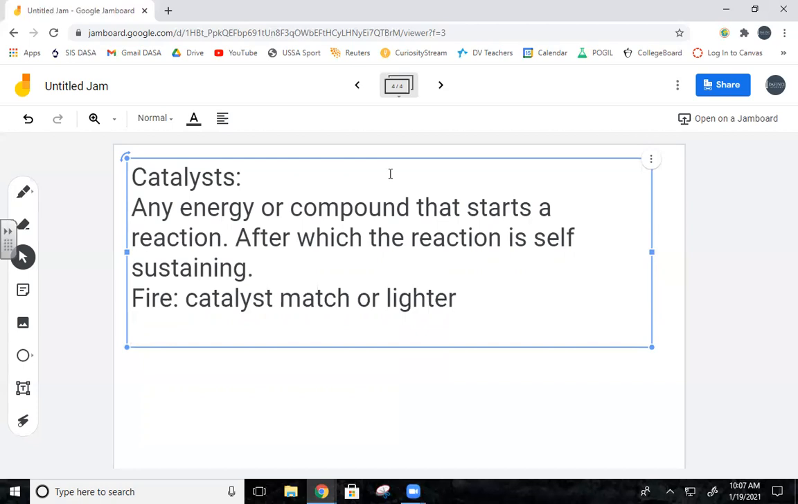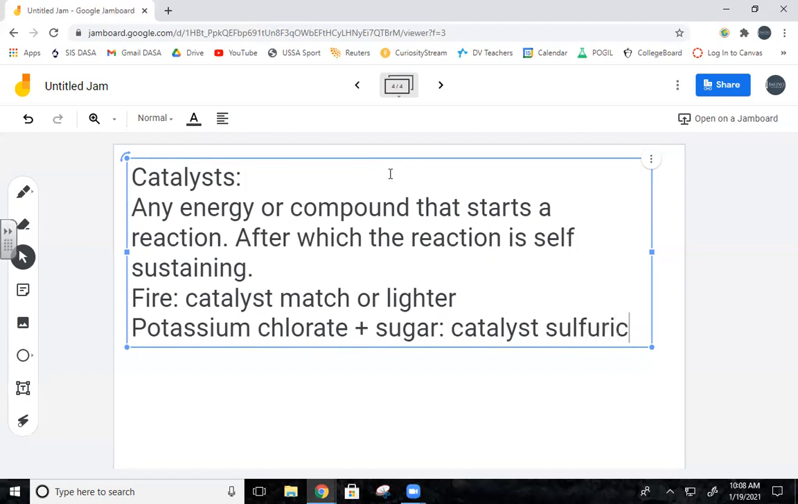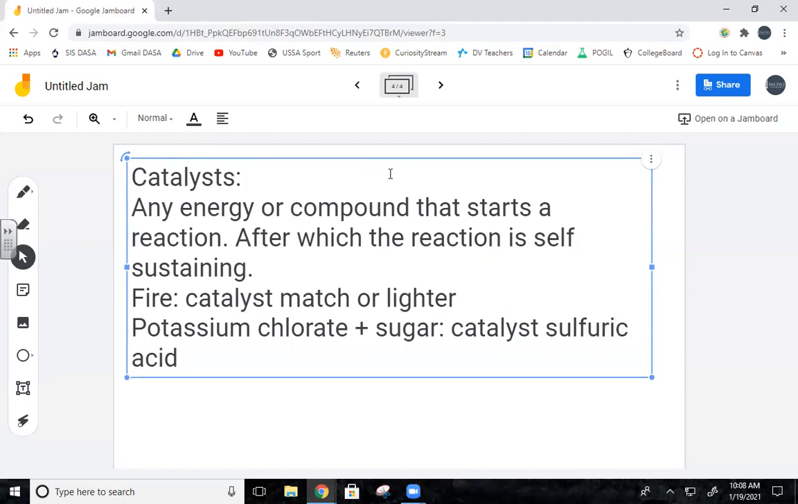In the case of our reaction of potassium chlorate plus sugar, we use the catalyst of sulfuric acid. Okay, the reaction sustained itself. It didn't need more sulfuric acid. It was just there to get the reaction started. Okay.